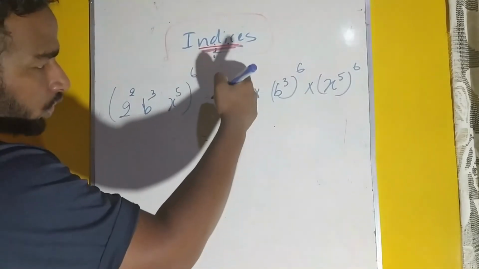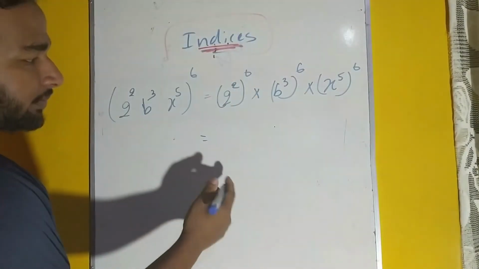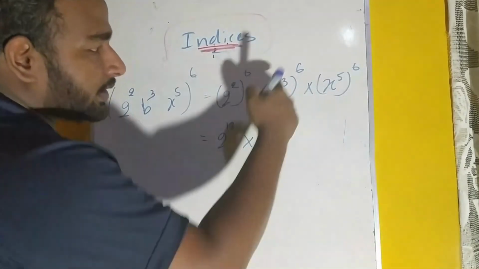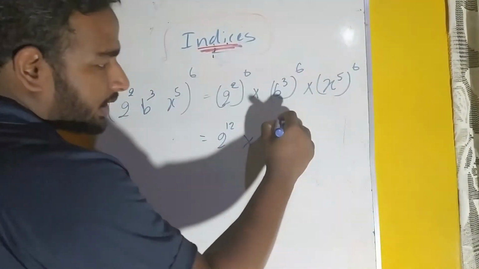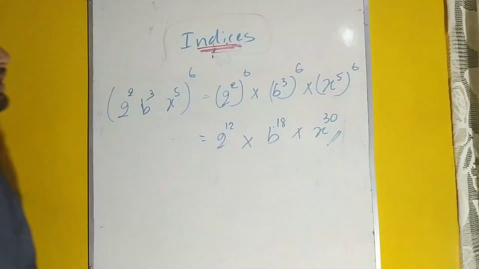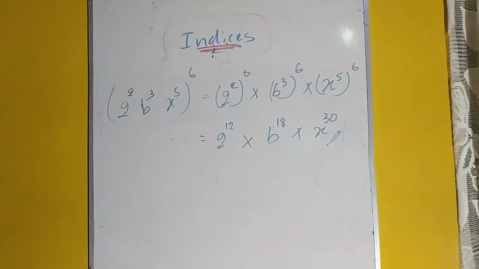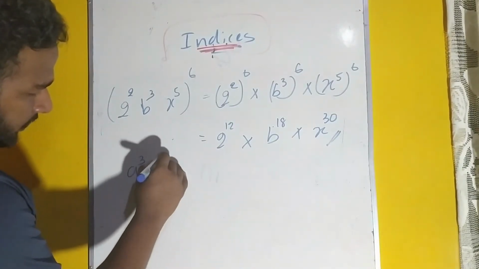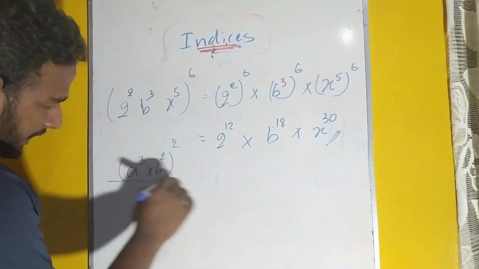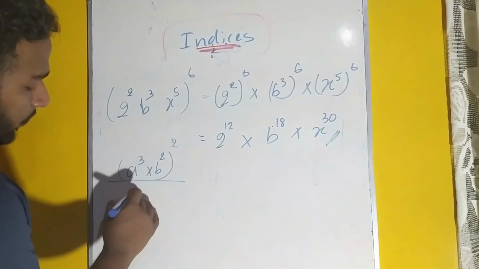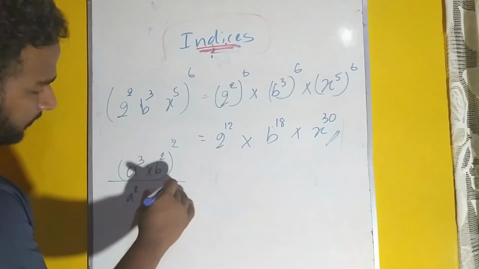Okay, so 2 to the power 2 whole thing to the power 6, that means 2 to the power 2 into 6 is 12, into b to the power 3 whole to the power 6, that means 3 into 6 is 18, into x to the power 5 into 6 is 30. So the answer is 2 to the power 12, b to the power 18, into x to the power 30. Another example I am taking: a to the power 3 into b to the power 2, whole thing to the power 2, divided by a to the power 2 into b to the power 5.